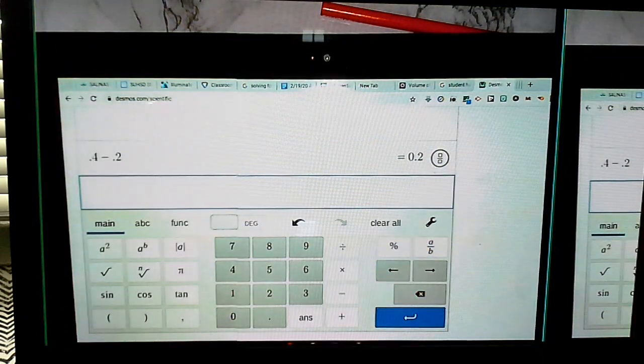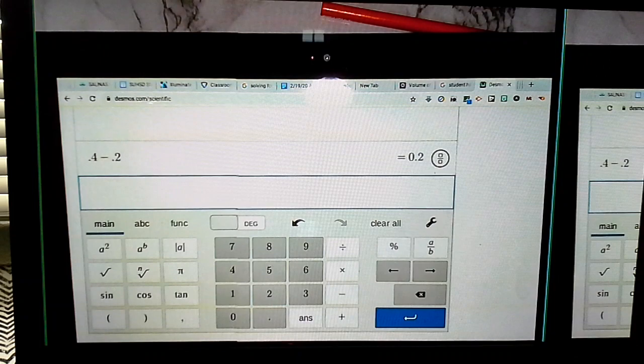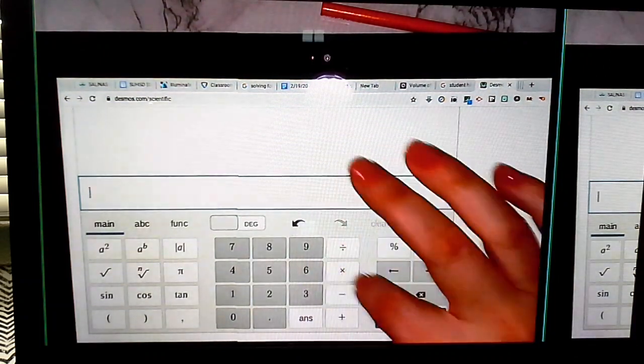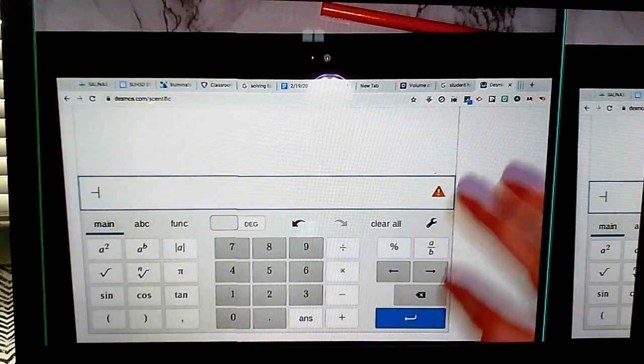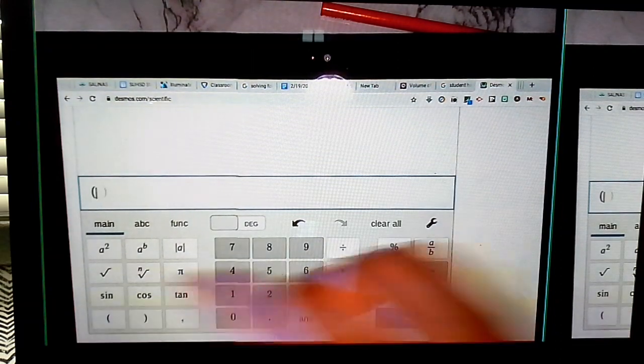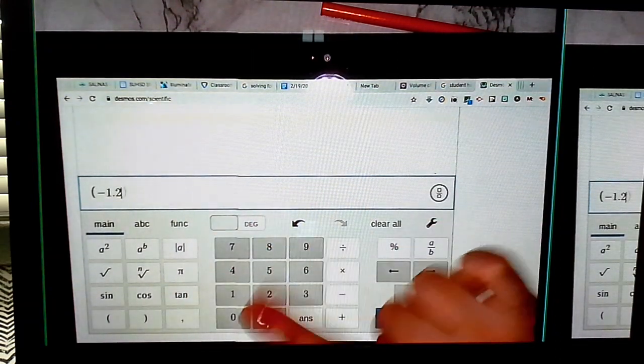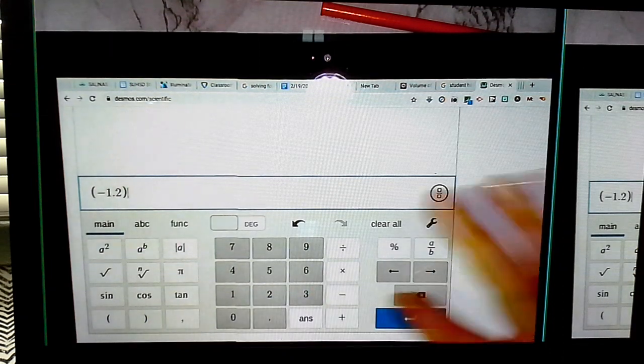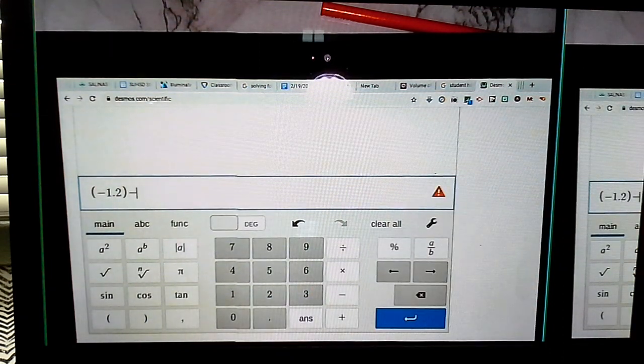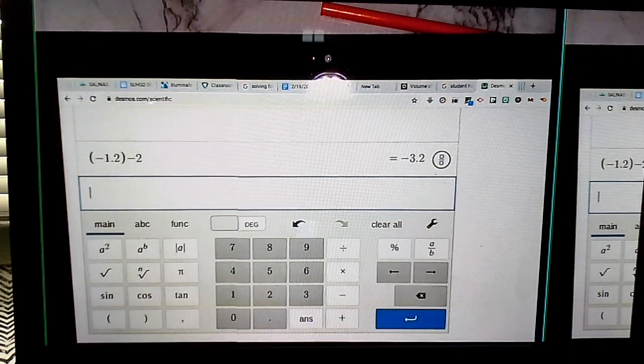So we go back to decimals. I'm going to clear it. I'm going to go negative 1.2. I like to use, hold on a second, I like to use parentheses. It just keeps it neat. There's the parentheses. Minus, now we have 0.2, or actually just 2, equals. And so we have negative 3.2.